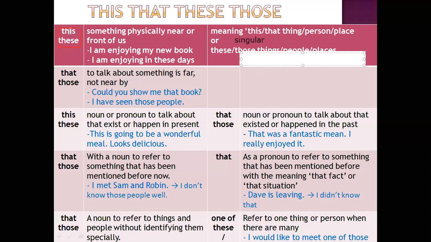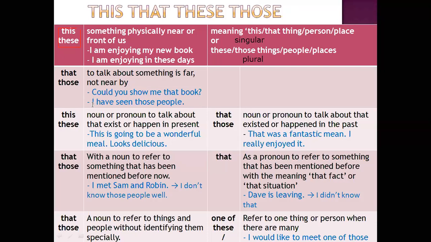That and those are more like the opposite of this and these. Why? Because something is far away, not near us. That means we talk about something far, not nearby. Could you show me that book? That book must be far. That's why I cannot reach it myself. That's why I'm asking, could you show me that one?